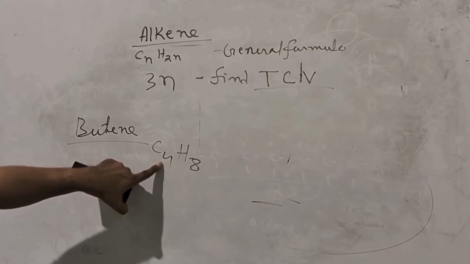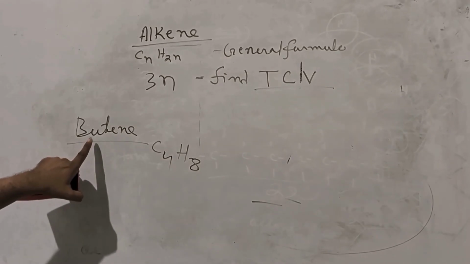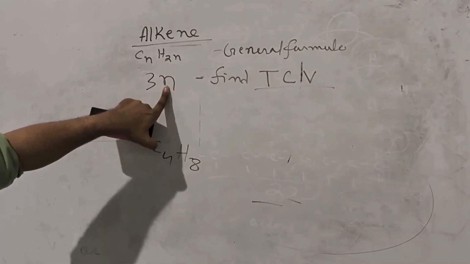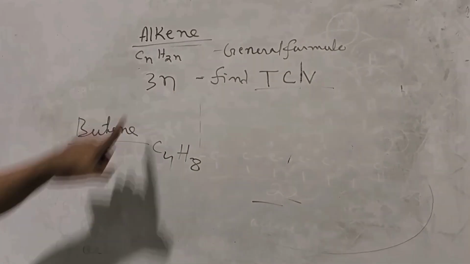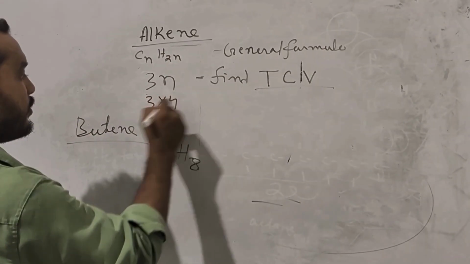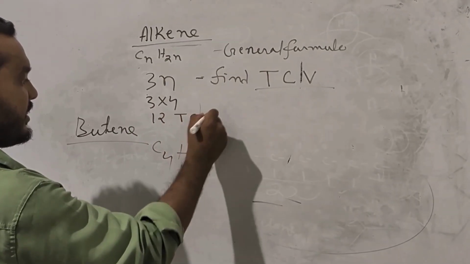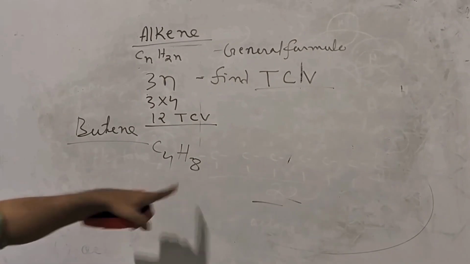So here carbon is 4. If in the exam they ask to find the total covalent bonds of butene, just you place 4 here. 4 threes are 12. So 3 into 4, you will get 12 total covalent bonds. If you check, you will get the same.